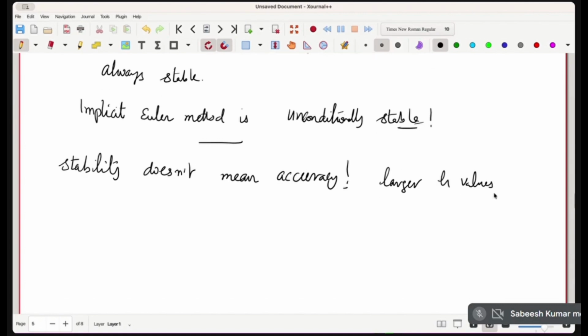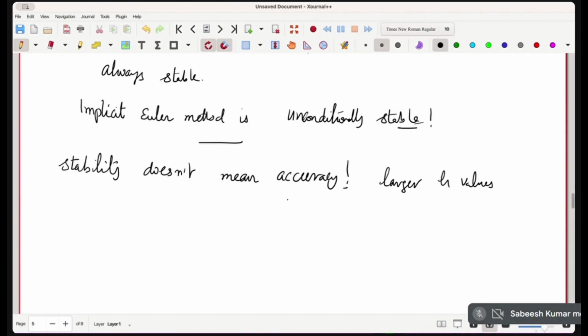Okay. So what does that mean? That means that even if you take larger values of delta t or H, you will get a solution, but that solution is not going to diverge, right? It's not going to blow up. You're not going to get infinite values as your solution for the problem, but you're going to get some value, but it is not going to be correct. Okay.